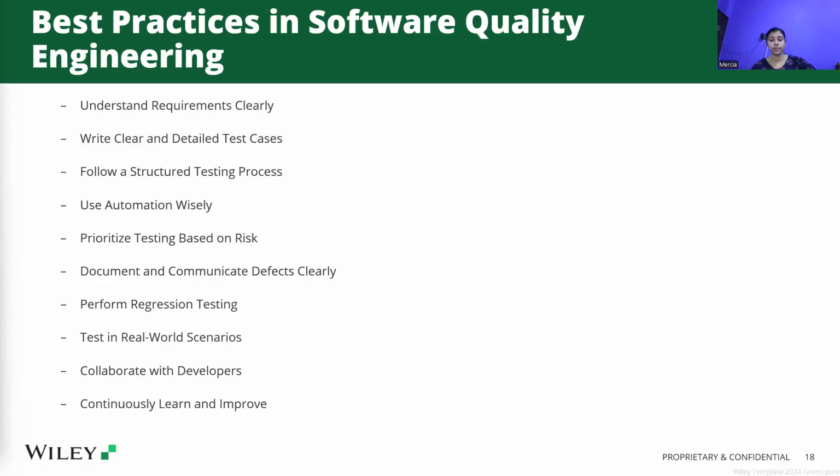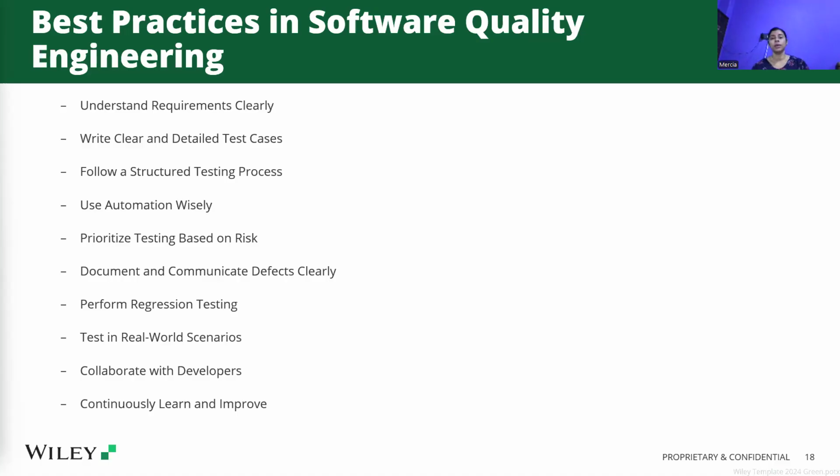So we have to complete, like we have to proceed through that phase too. And also we should use automation wisely, to automate the repetitive tasks and to not over-automate. Prioritize the testing based on the risk. Focus on the critical functionality first. Yeah. And we have to document and communicate defects clearly.